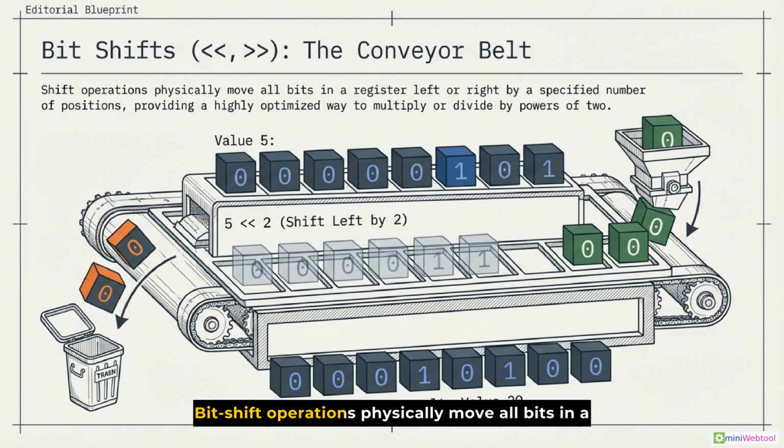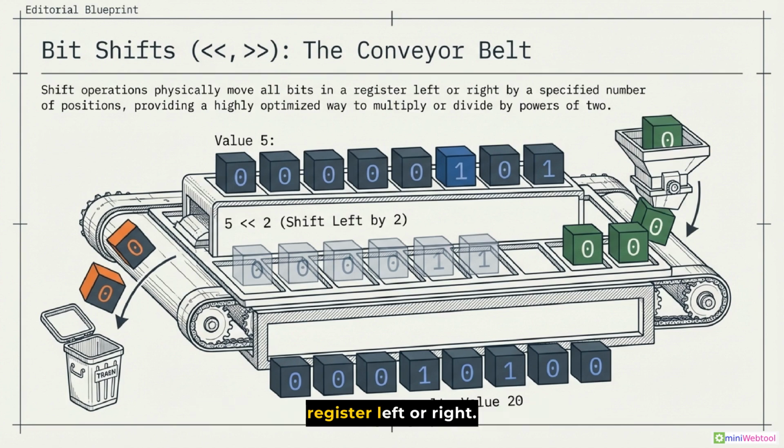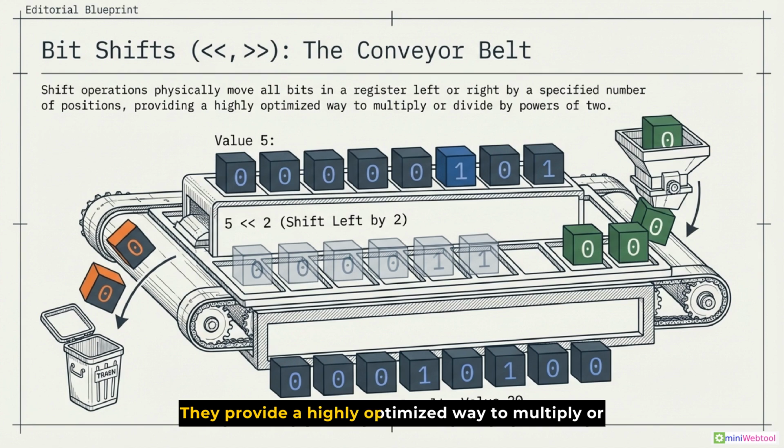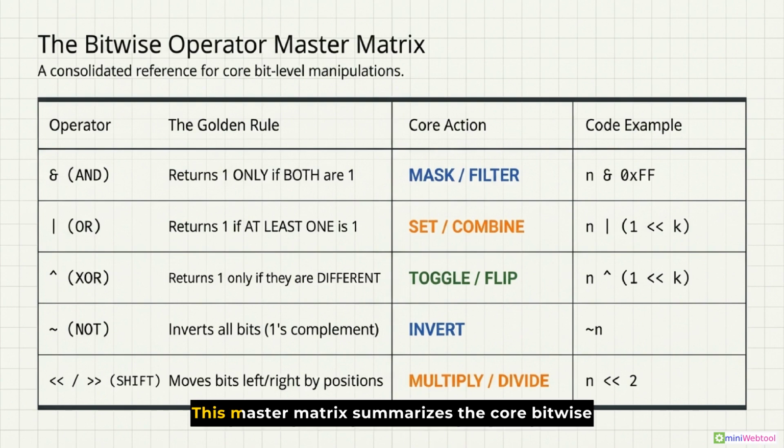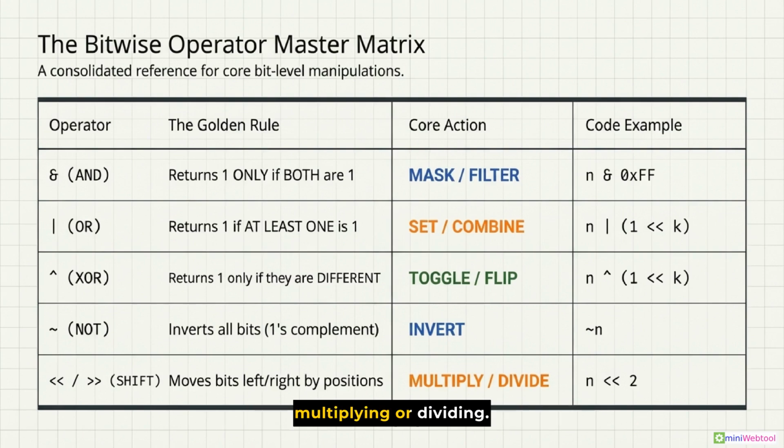Bit shift operations physically move all bits in a register left or right. They provide a highly optimized way to multiply or divide by powers of 2, acting like a conveyor belt for the bits. This master matrix summarizes the core bitwise operators: AND for masking, OR for combining, XOR for toggling, NOT for inverting, and shifts for multiplying or dividing.